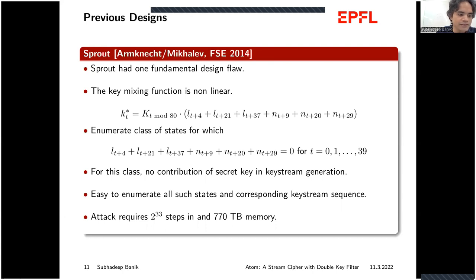Now, in the online stage, if the key stream segment exists in the table, the attacker can form a set of polynomial equations in the secret key and the state variables. And it turns out that this set of equations can be solved efficiently to give us the secret key. In the end, the attack requires only 2^33 steps and only 770 terabytes of memory, which is practical with respect to both time and space.